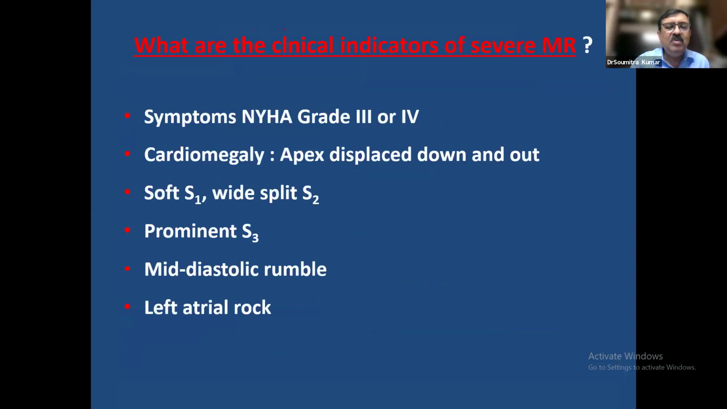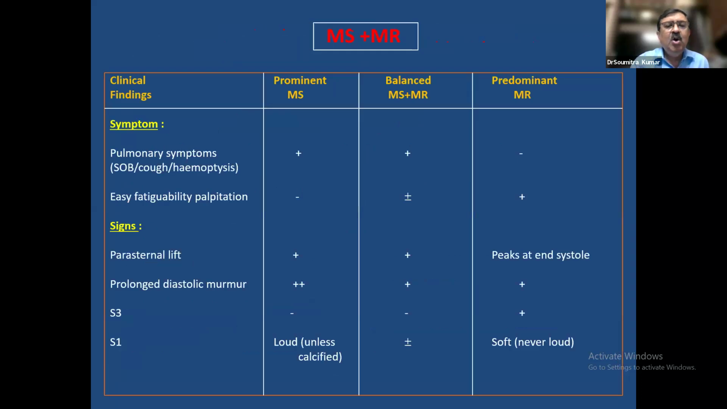Then MR is also well known. Always start with symptoms, because MR has a large asymptomatic phase. When the patient becomes symptomatic, it is almost always severe: cardiomegaly, soft S1 and widespread S2, prominent S3, mid-diastolic rumble, and the left atrial rock. What happens with MS and MR?